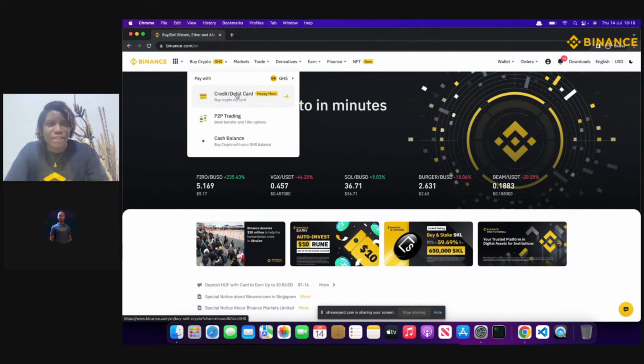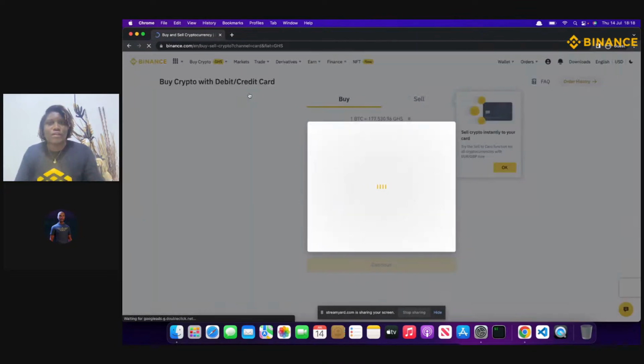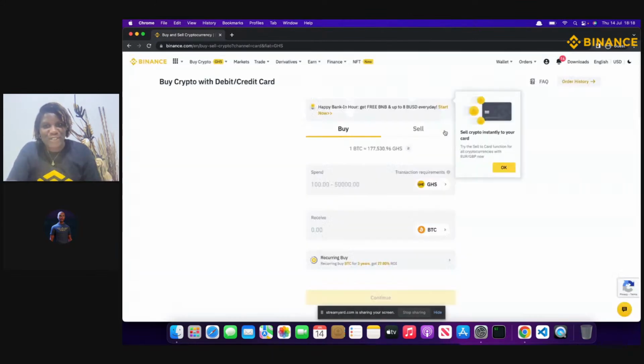So the first is the credit or the debit card, right? When you click on this, now this wonderful interface opens up for you. Let me just close this. We have your buy, right?